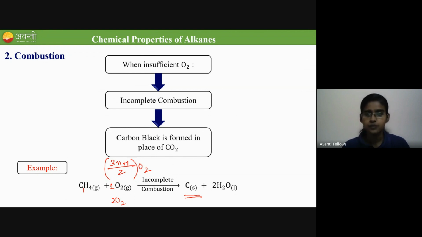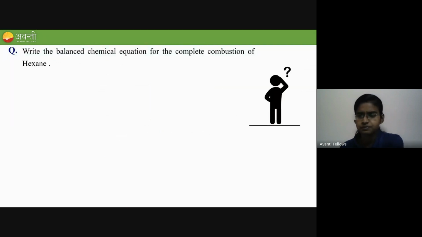Now, with this concept, let us solve one question. Write the balanced chemical equation for hexane.